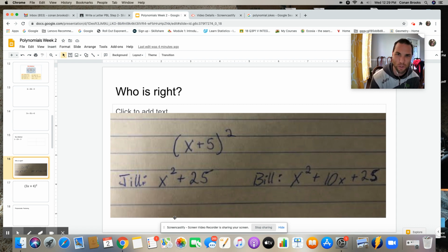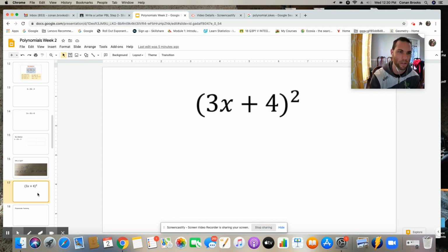Think about the rules you've learned, and think about if you've ever heard of distributing an exponent across multiplication. Or I guess the best way to do it is to think about what squared means. Squared means you take a number, and x plus 5 is a number. It's just a number, and you multiply it by itself. So therefore, the rule is you need to multiply it by itself. It does not mean distribute the exponent.